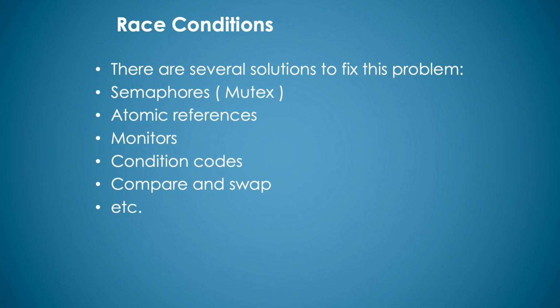Monitors, a bit old school. Condition codes, we're going to actually discuss that. That's controlling and synchronizing things remotely from other threads. Then compare and swap, that's a bit old school. There's some other stuff out there. What we're concerned about, the most powerful tool in your multi-threaded toolkit is the mutual exclusion, the mutex. Okay?